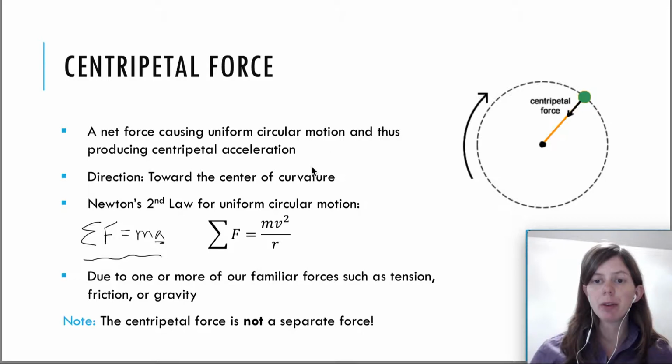A very important thing to note is that the centripetal force is not a separate force. There's always going to be one or more forces that are causing your object to move in a circle, such as tension, friction, or gravity, sometimes even a normal force. It's a force responsible for the circular motion that we give it the name centripetal force, but it is not a separate force.